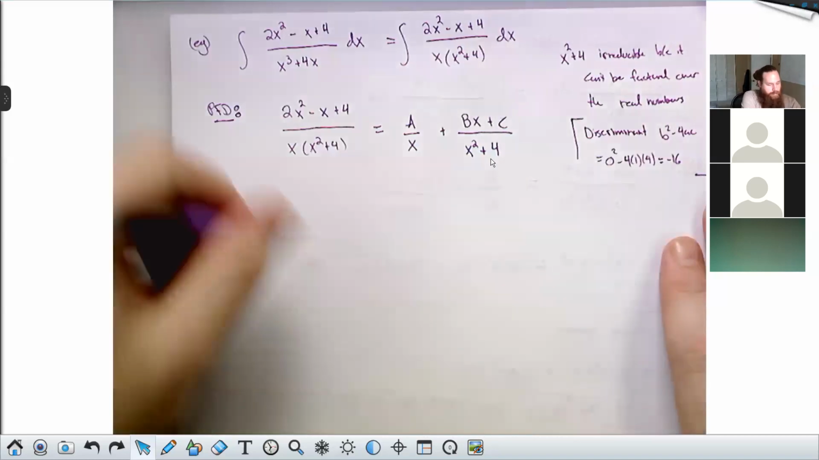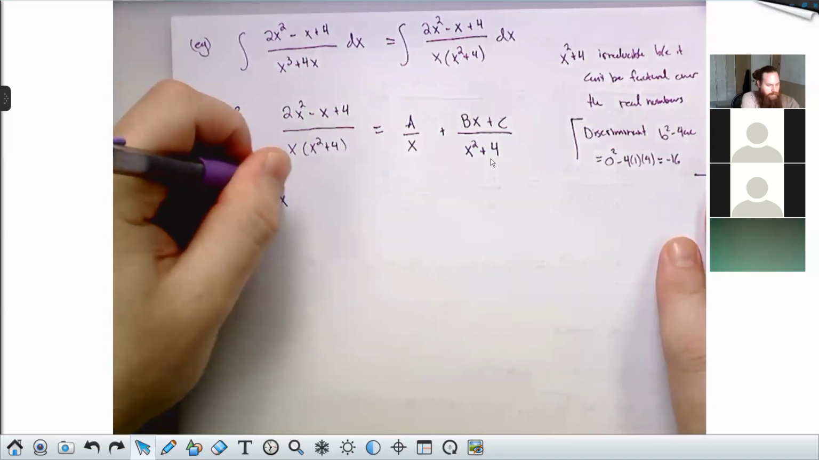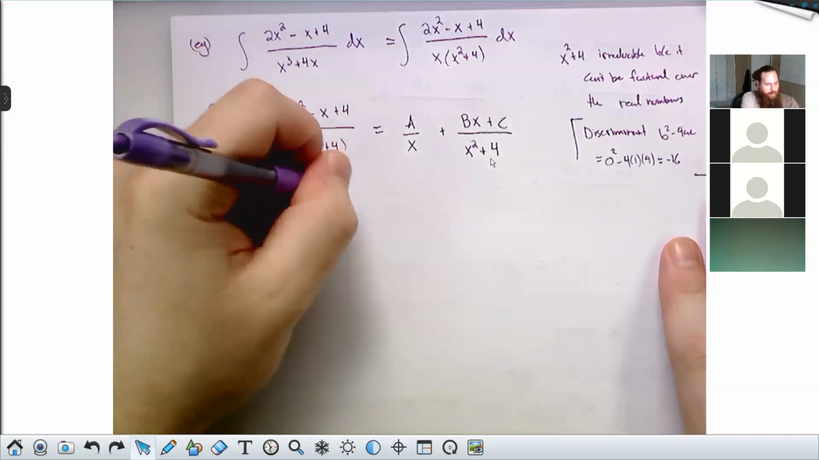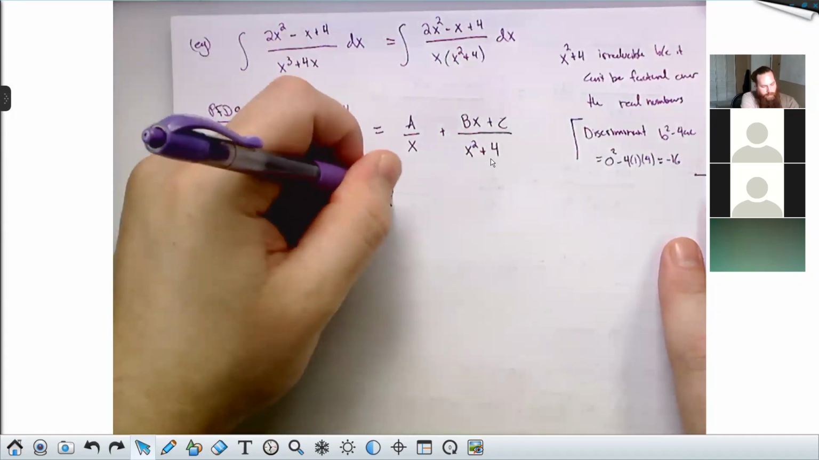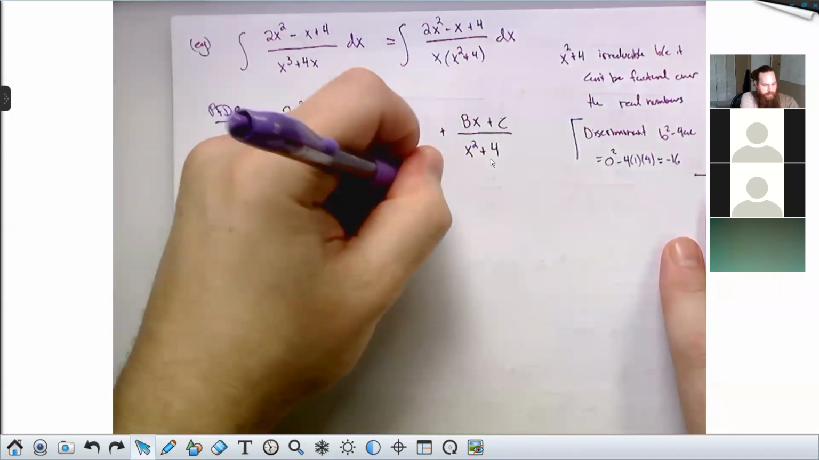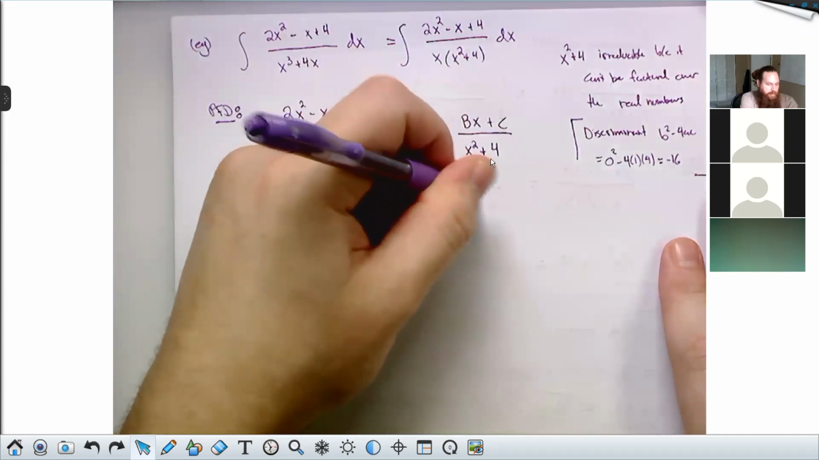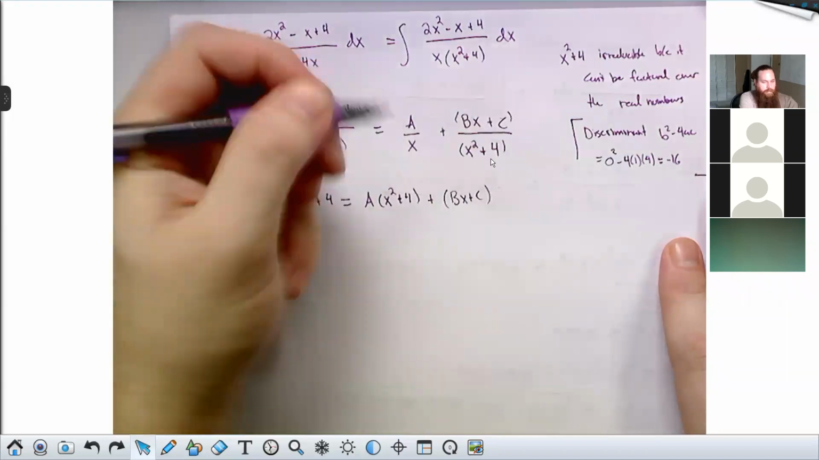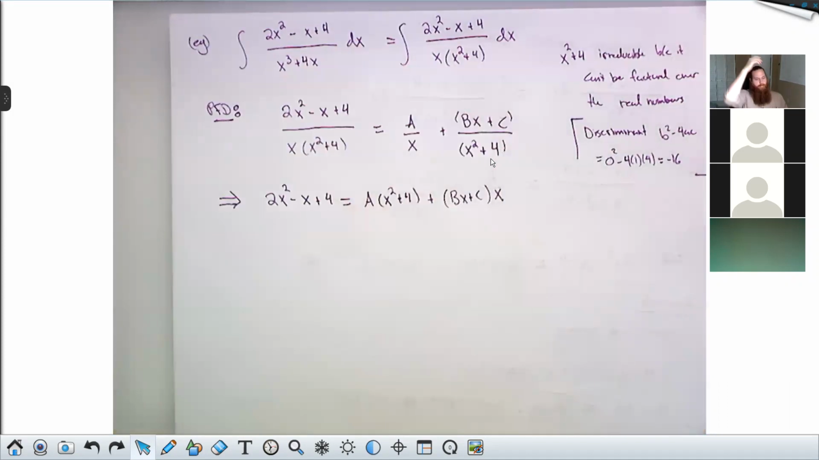Again, from here, the first few steps look the same. We cross multiply by x times x squared plus 4. Here, the x's will cancel, and you'll get A times x squared plus 4. Here, the x squared plus 4 will cancel, and you'll get Bx plus C, and it's got to be in these parentheses, because remember, fractions are like grouping symbols. We have to think of it like this: Bx plus C times x. And this is my equation star.